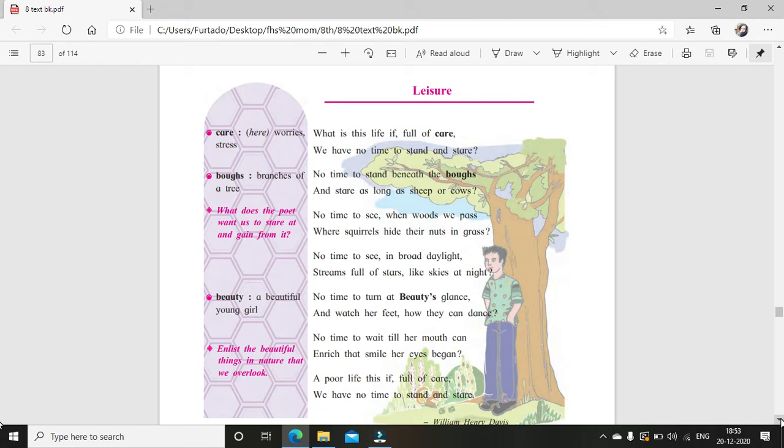This poem is by William Henry Davies. Okay, now the first line. What is this life if full of care? Here the poet is questioning you: what is the meaning or use of your life if your whole life you're only going to worry? Your care stands for worry. You're going to take stress about every silly thing.